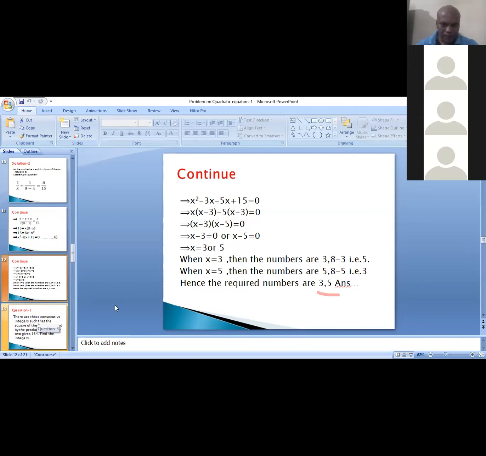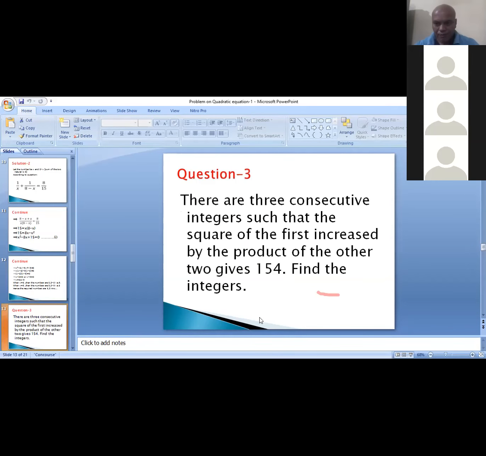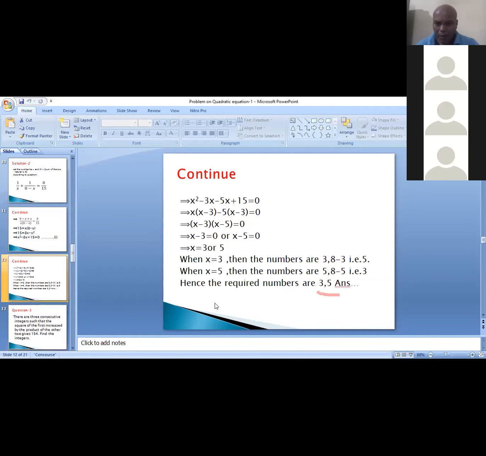Excuse me, sir, can you explain this line once again? Which part? The last part, the statement part. That is, you are getting the x two values. You are getting x is equal to 3 and x equal to 5. So what you have to do, because we have taken the two numbers, one is your x, one is your 8 minus x.